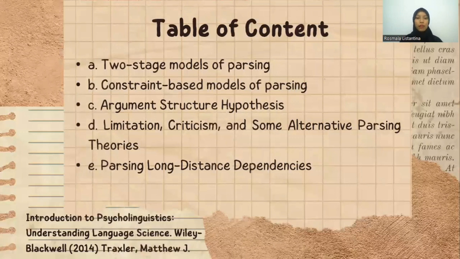Okay, this is the table of contents. There are four. A. Two-stage model of parsing. B. Constraint-based model of parsing. C. Argument structure hypothesis. Delimitation, criticism, and some alternative parsing theories. And the last is parsing long-distance dependencies.